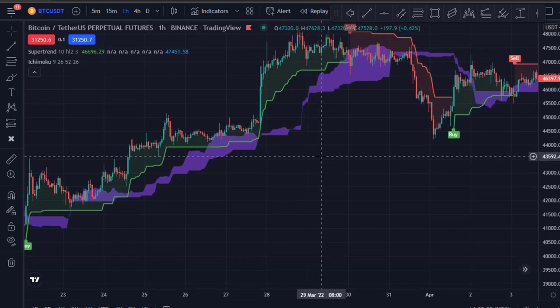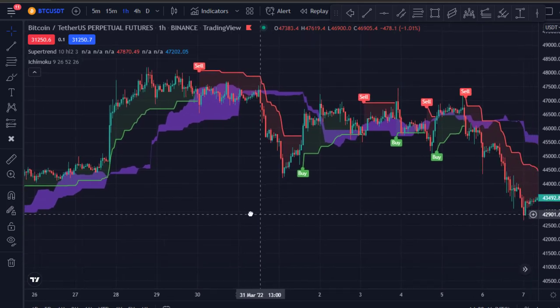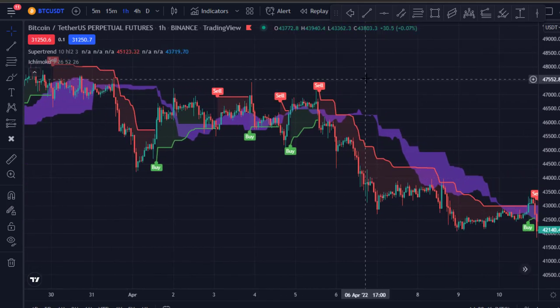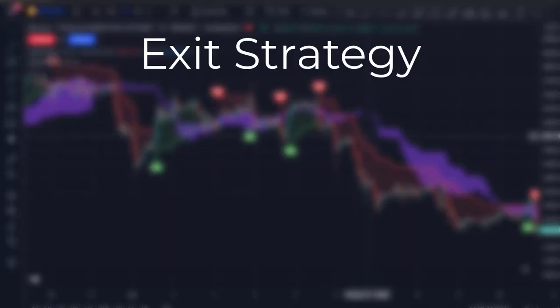And it's the same for our sell signal as well. We only take sell positions if the price is below the clouds and the Supertrend is colored red. Now for our exit strategy.